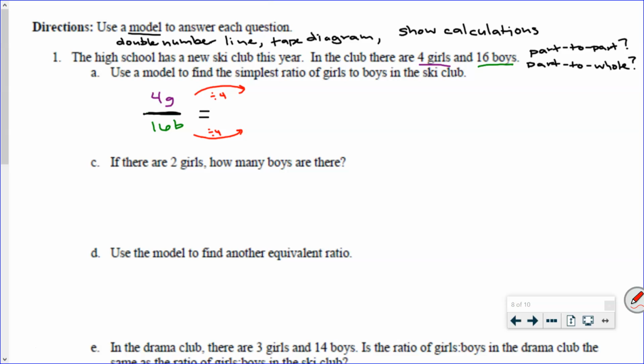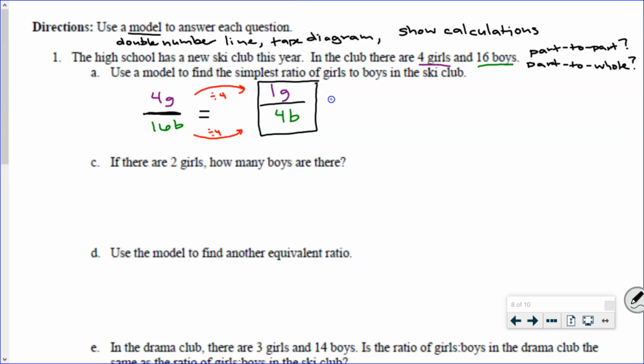4 divided by 4 is equal to 1, but I'm not just writing 1, I'm writing 1g. And 16 divided by 4 is equal to 4, but I'm not just writing 4, I'm writing 4b. This is the simplest ratio, because if I ask that question again, is there a number that both 1 and 4 can be divided by? The only answer would be 1.